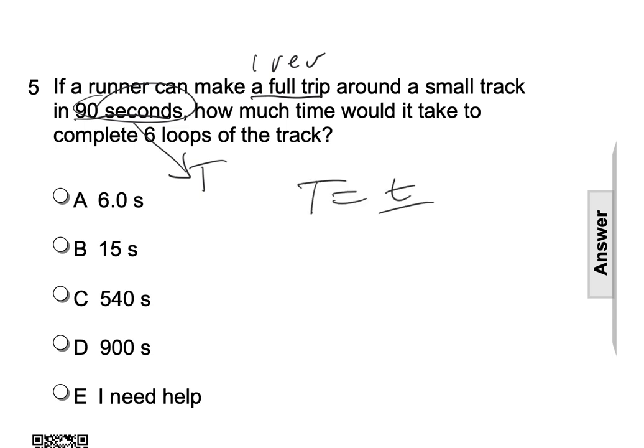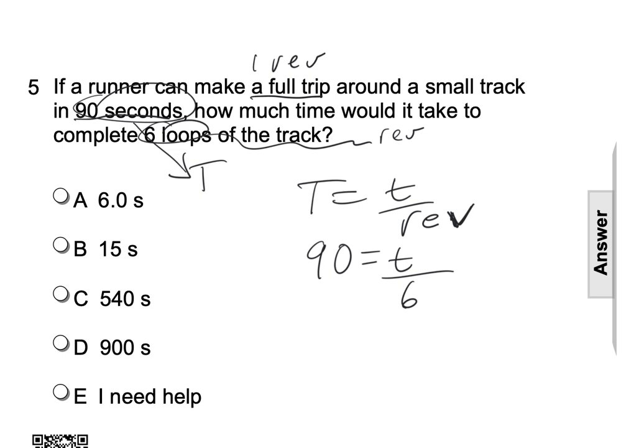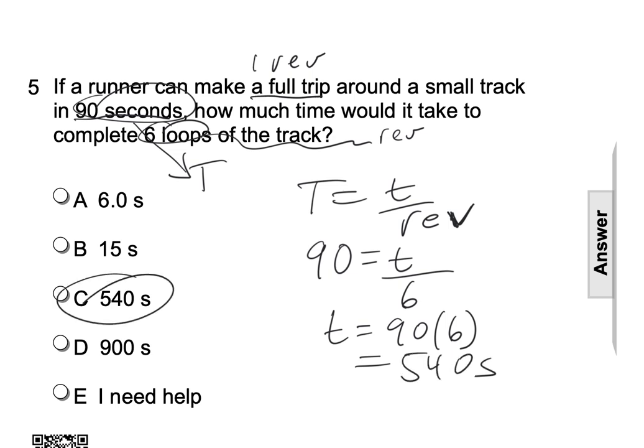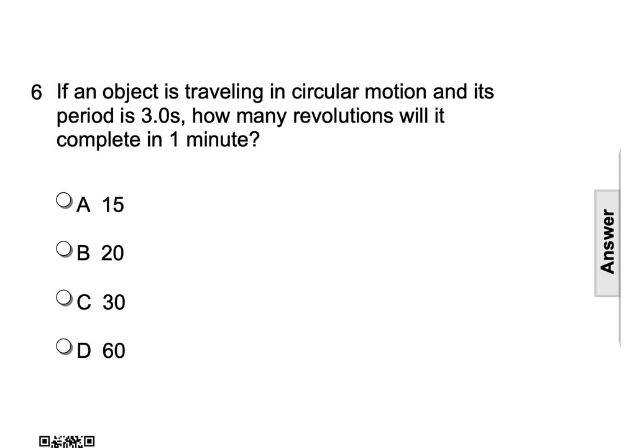So that would be period equals time over revolutions. Okay, so I'm looking for the time. So period is 90, time over how many revolutions? 6 loops are the revs. So T equals 90 times 6, which is 540 seconds. Now you could say 540 seconds per revolution, but that's redundant. Next one.